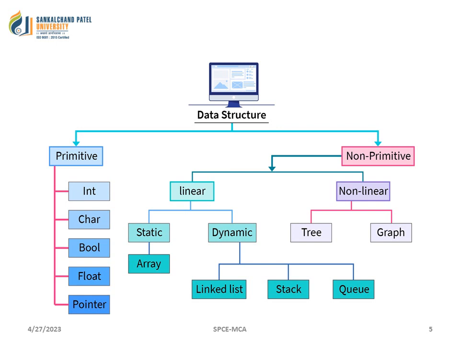In the non-primitive, the second part is called the non-linear data structure. The non-linear data structure is divided into two parts, meaning there are two types of non-linear data structure: tree and graph. Tree and graph, both are non-linear data structures. I will also explain the non-linear data structure briefly in the next chapter.